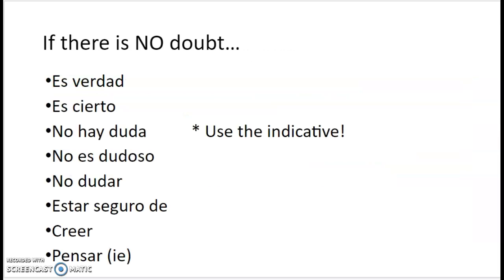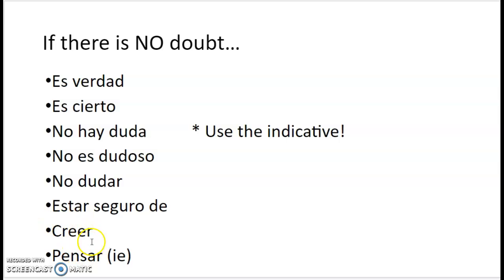Here are some of the verbs and impersonal expressions that don't express doubt. So since these don't express doubt, you're going to use the indicative afterwards. So es verdad, it is true. Es cierto, it is certain. No hay duda, there is no doubt. No es dudoso, it is not doubtful. No dudar is to not doubt. Estar seguro de is to be sure. Creer, to believe, and pensar, to think.